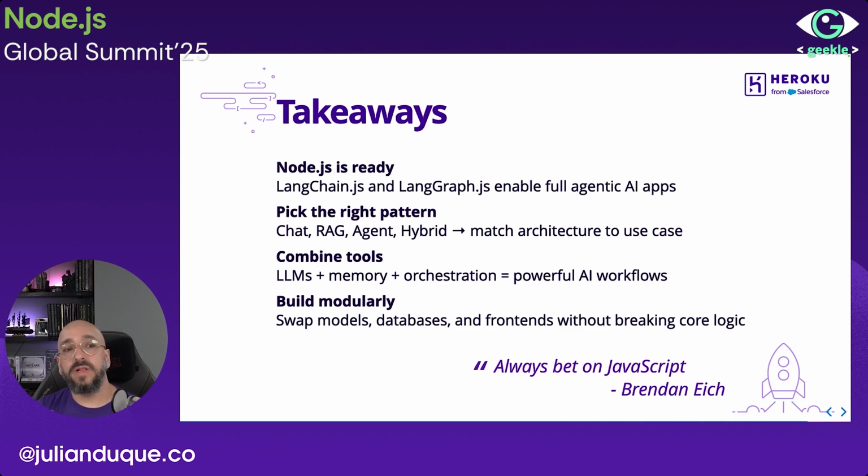And make sure you build those in a composable and modular way, so you can swap a model. Maybe today OpenAI 4.0 is the one that you use, but tomorrow you're going to find that Claude is going to be the model that solves your problem better. So build these solutions in a way that you can easily replace the model or replace the data store, so you don't need to be vendor locked in. And last but not least, as the creator of JavaScript, Brendan Eich, said, always bet on JS.